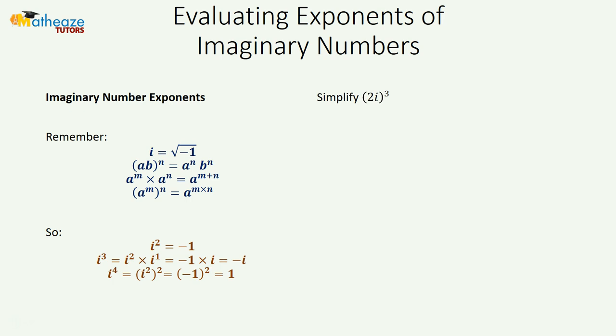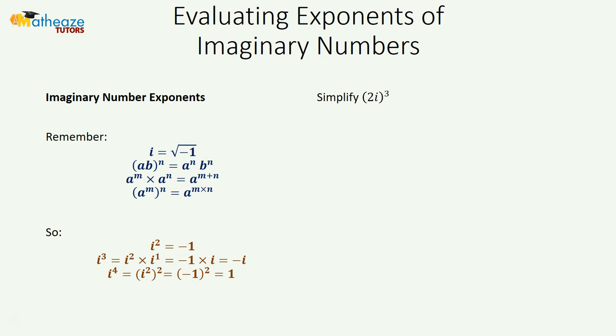A multiplied by b together, having an exponent n, is the same as a with an exponent n multiplied by b with an exponent n. And a to the power of m multiplied by a to the power of n is the same as a to the power of m plus n. And a with an exponent of m, and that expression with an exponent of n, is the same as a with an exponent of m times n.